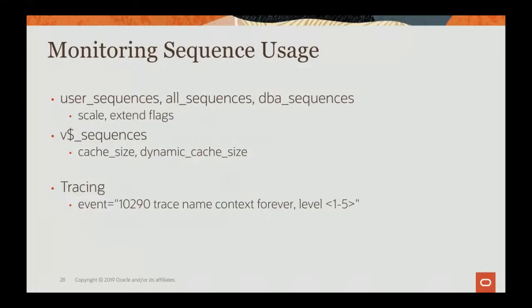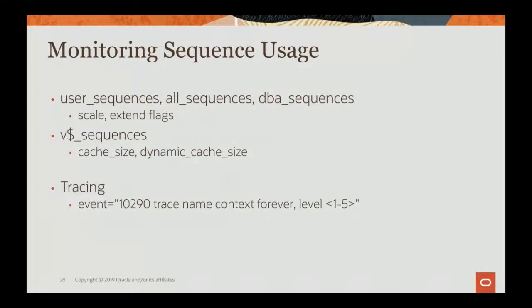To trace sequence usage, we use the event shown here, 10290. You can use levels 1 through 5. Level 1 basically just traces flow. Level 5 goes all the way to dumping everything, including the latch, the lock, the waiters, etc.